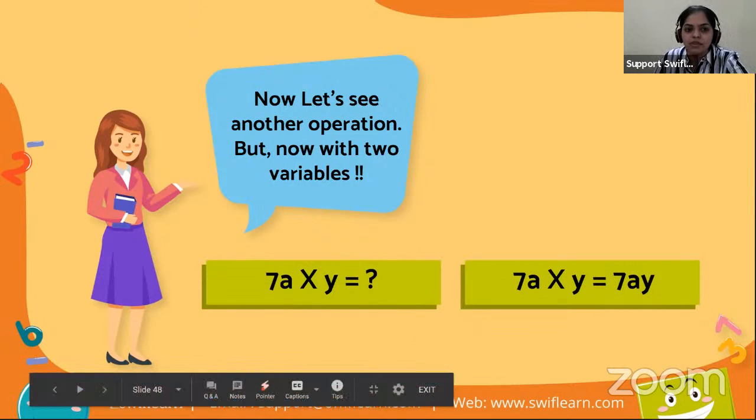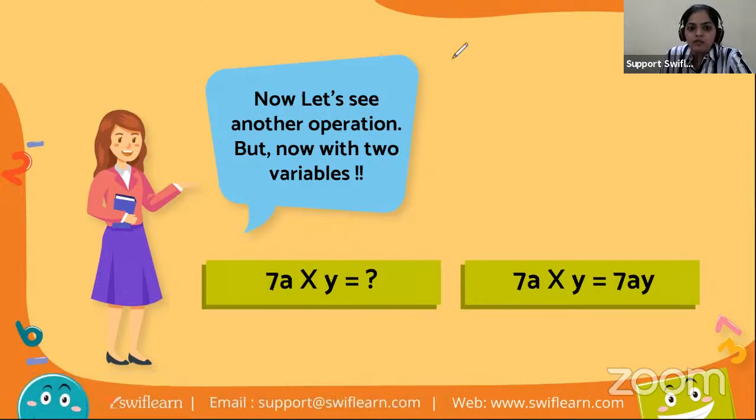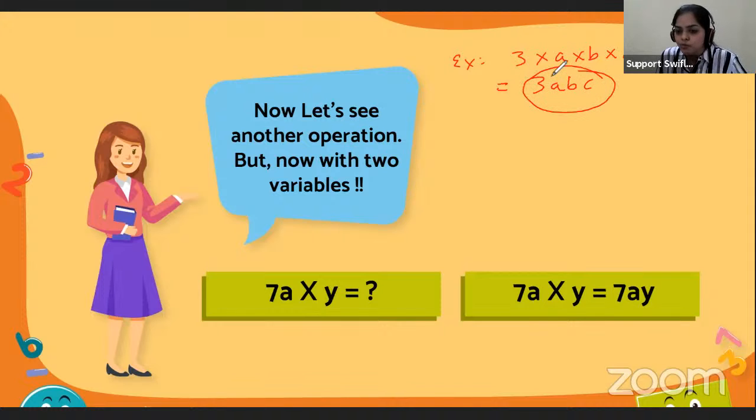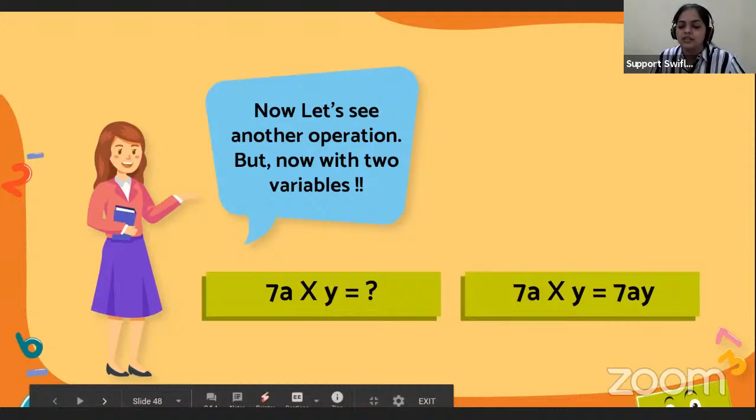Let's take another example with three variables and just check whether the operation applies on the three variables or not. Let's take an example as 3 into A into B into C. What do you all think? Does it become 3ABC? Yes, no problem. So if we have any number of variables, we can use the multiplication operation on the variables also. Okay, I think no doubt is there with all of you. Okay, let's move to the next slide and just see this.